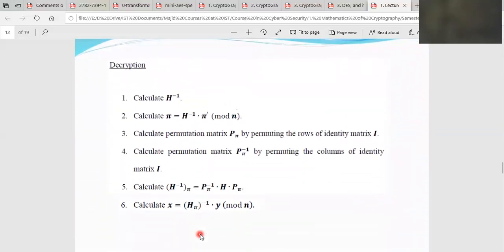In decryption, we need the inverse of the key matrix, then H inverse pi. Then we calculate the permutation matrix P as we calculated in the previous steps of encryption. Then calculate H inverse pi, which is pi inverse times H inverse times pi, and then X is obtained by multiplying. We take this inverse and multiply it with the ciphertext, and we get back X, which is basically our plain text.